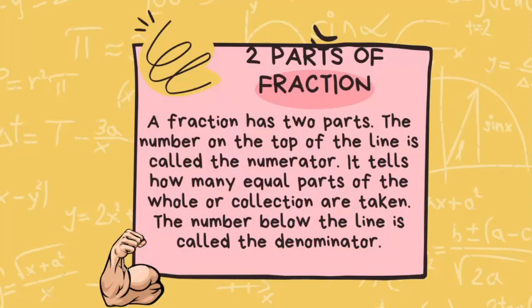So, there are two parts of a fraction. The number on the top of the line is called the numerator. It tells how many equal parts of the whole or collection are taken. The number below is called the denominator.